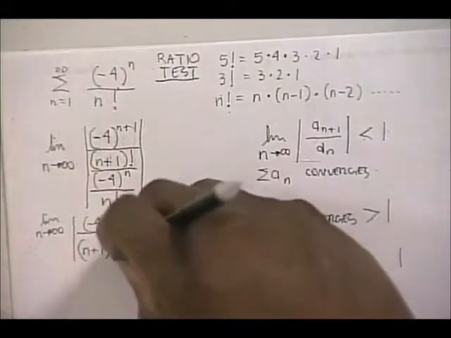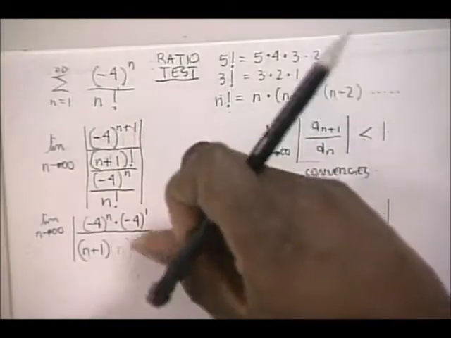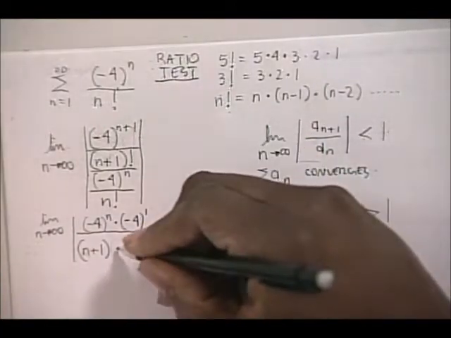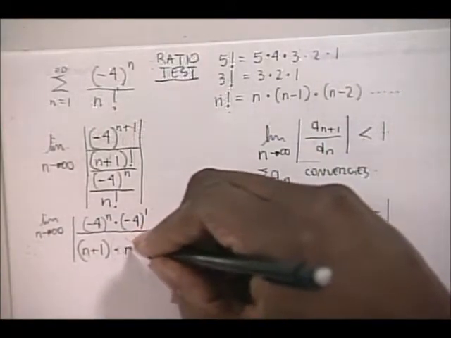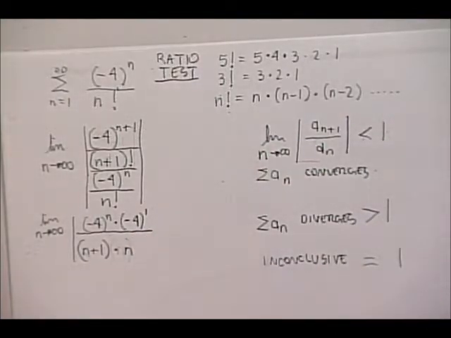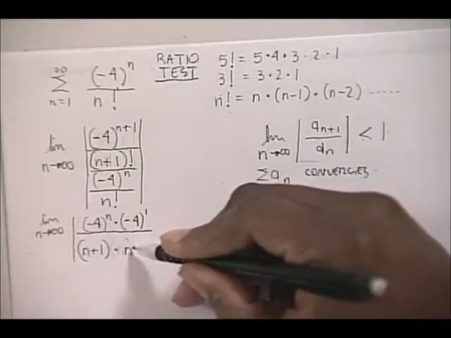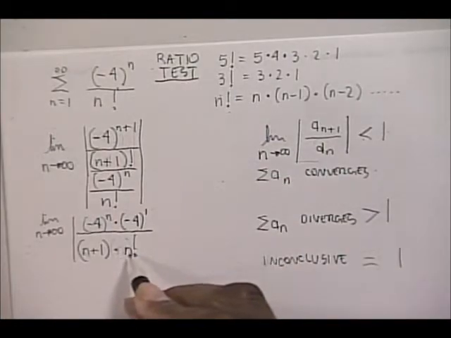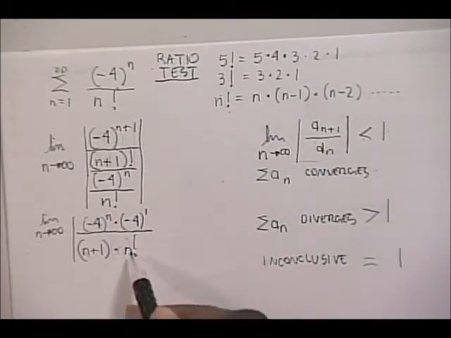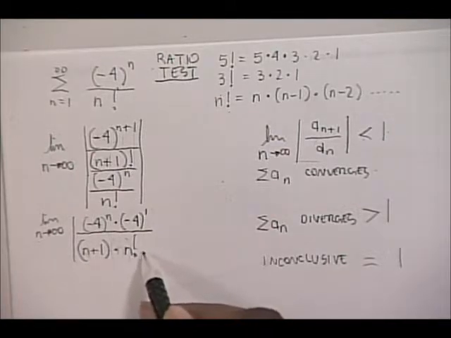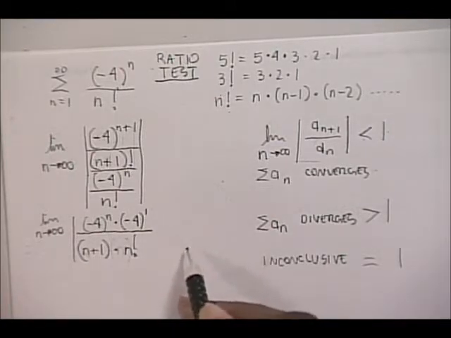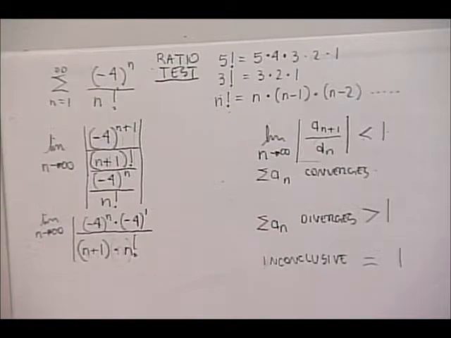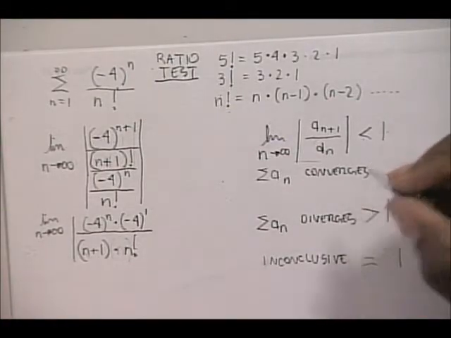All right, so let me just write this a little bit neater. Rather than write out an infinite number of terms, I'm going to just say n factorial. n plus 1 times n factorial, which is the same thing as saying n times n minus 1 times n minus 2 times n minus 3. I'm just writing n factorial. You'll see why I'm doing that a little bit later.